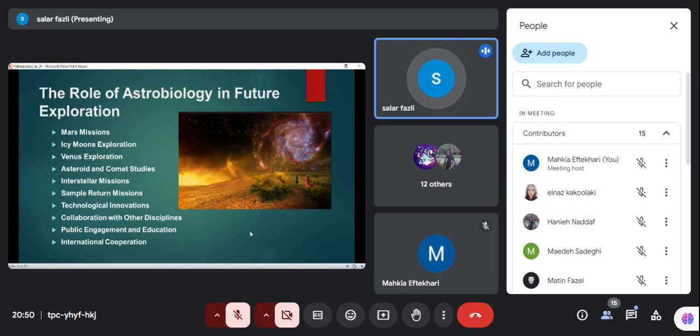By highlighting these additional aspects, the presentation illustrates the multiple roles that astrobiology plays in future exploration efforts. Feel free to modify or elaborate on any points as needed.